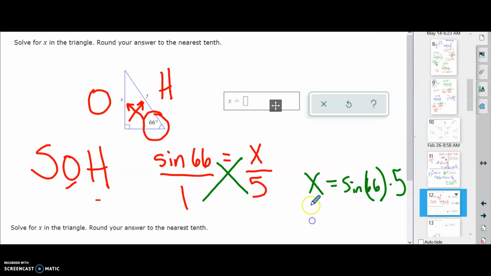So you should get 4.56, which again, if we round to the nearest tenth, because that 6 is bigger than 5, we're going to round that guy up. So it'll be 4.6. So that's how long that side is. So over here, we would put a 4.6 here. Okay.